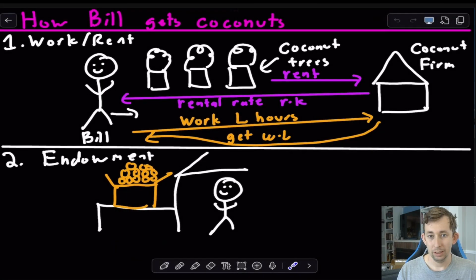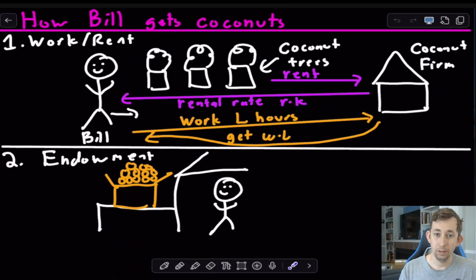Point number 2 about this micro model is we talked about Bill deciding how much to work. If he's going to work or rent coconut trees, there's going to be a firm, and Bill can work L hours to get his wage for the amount of hours that he works. Bill's going to have some coconut trees, and he's going to be able to rent out those coconut trees to the firm, and they're going to pay Bill a rental rate based on how many coconut trees Bill lends out to that firm.